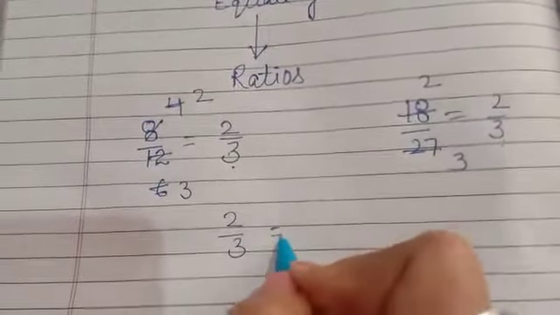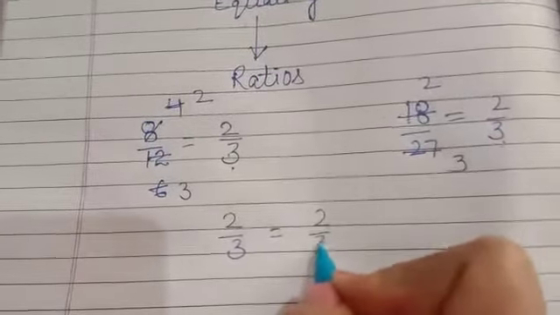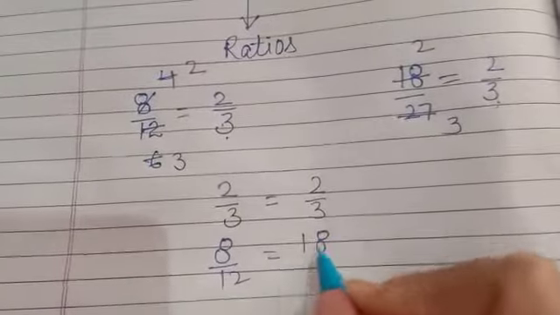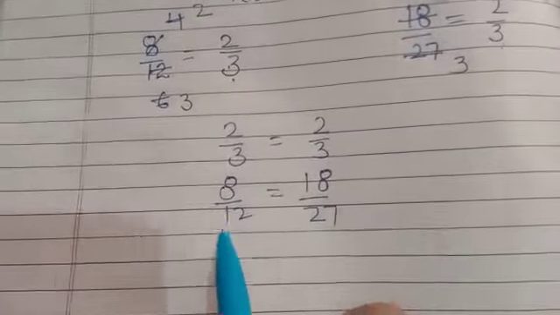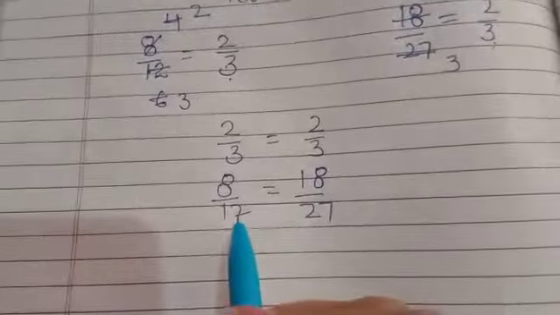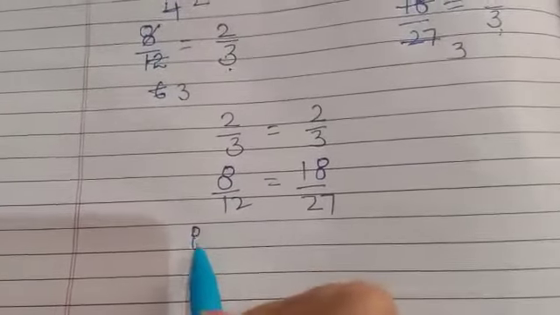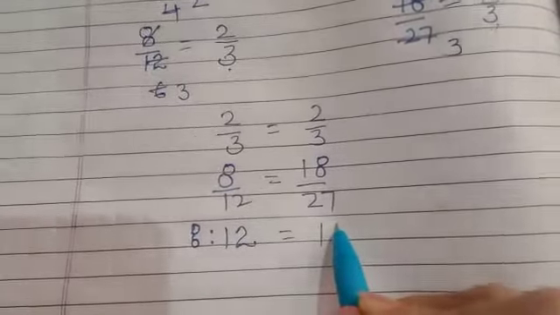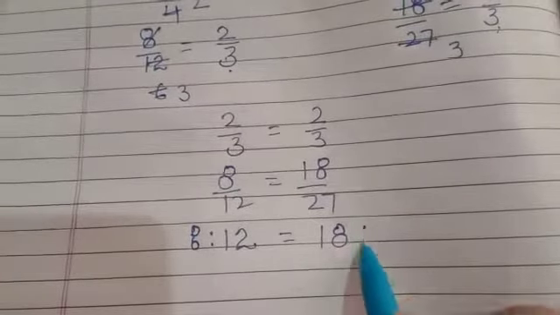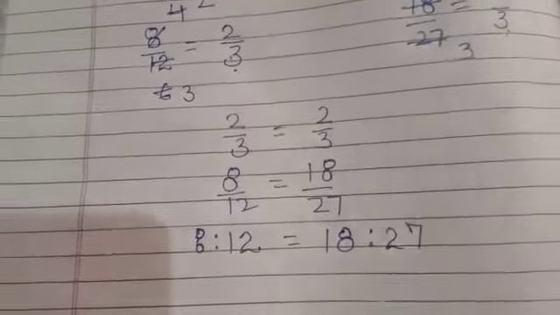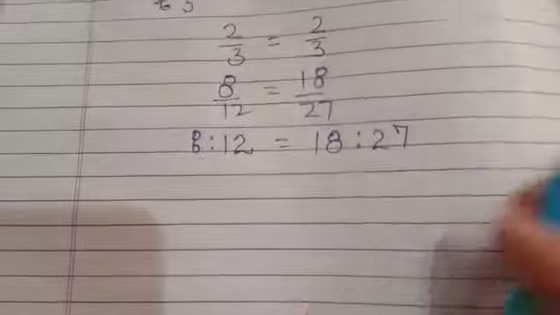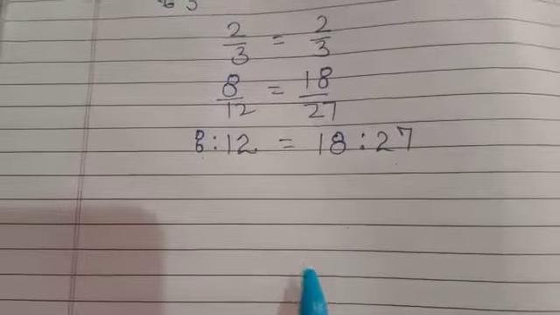2/3 is equal to 2/3. Means 8/12 is equal to 18/27. So from these ratios we can say that both the ratios, you can write it like this now: 8/12 is equal to 18/27. So here we can say that both the ratios are in proportion.